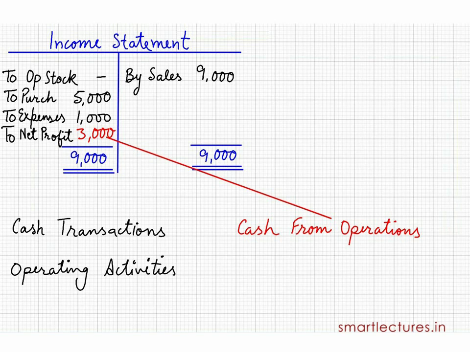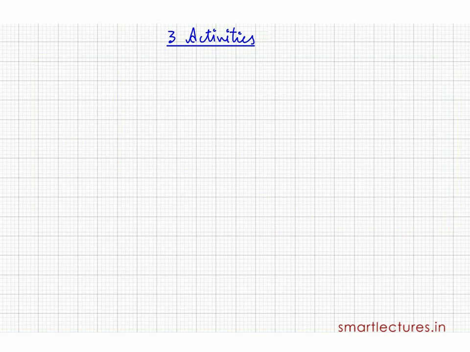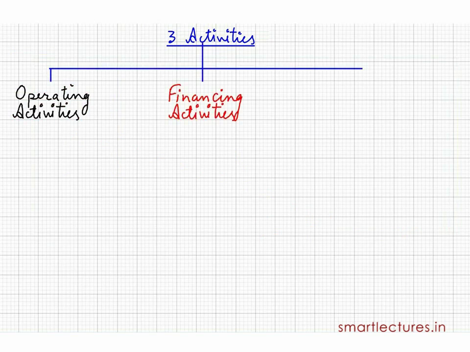You know, in the cash flow statement, all transactions are grouped in three categories: operating activities, financing activities, and investing activities.